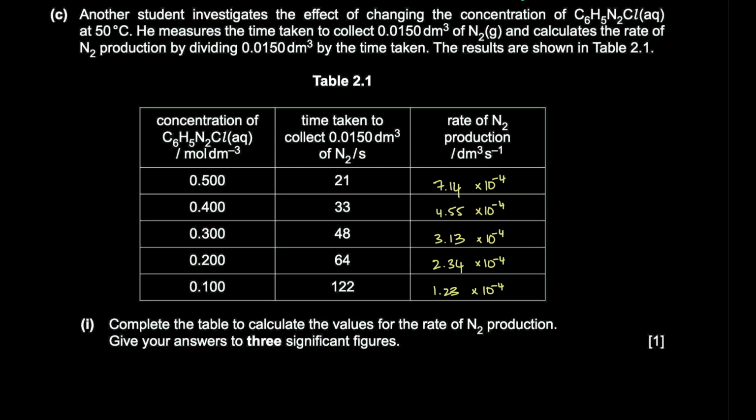Okay, so here we're collecting 0.015 dm³. Again, they've given us the time in seconds. We want to complete the table to calculate the values for the rate of nitrogen production, giving our answers to three significant figures. So we take the volume, that's 0.015, and then we divide it by the time taken. And we get the rate of production in dm³ per second to three significant figures.